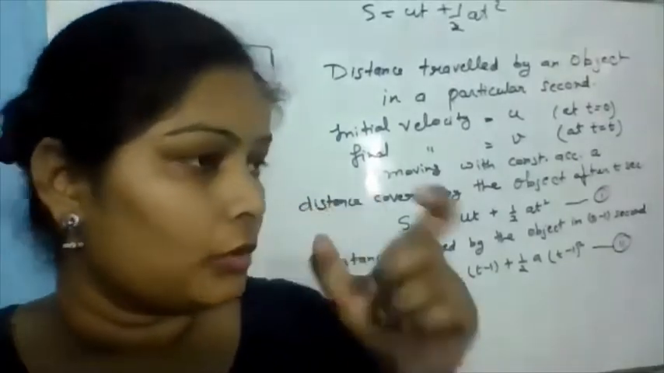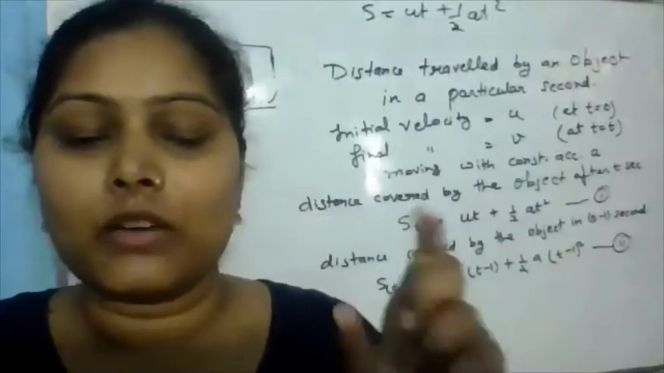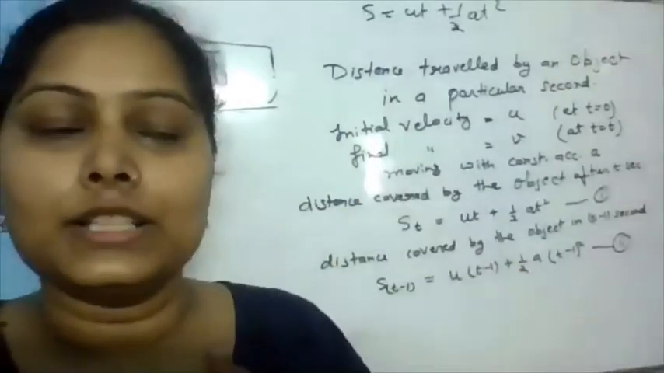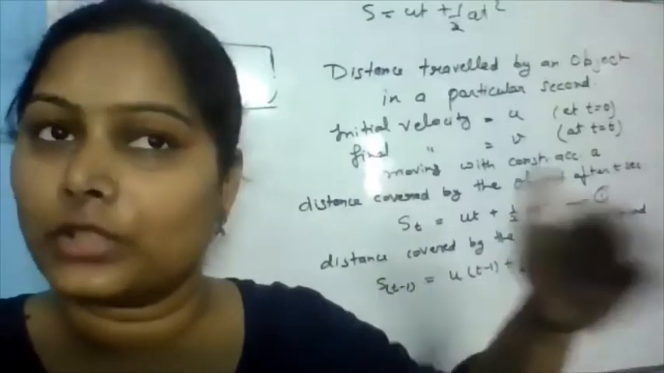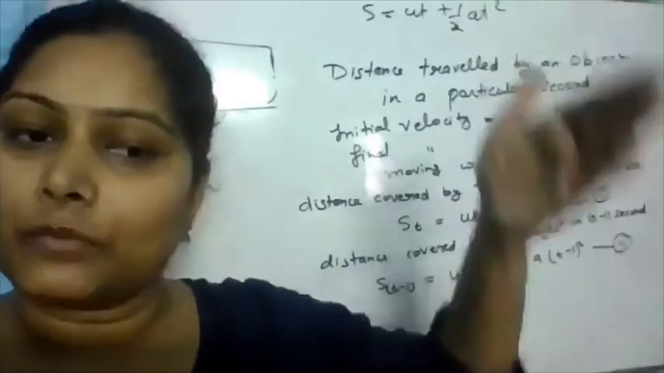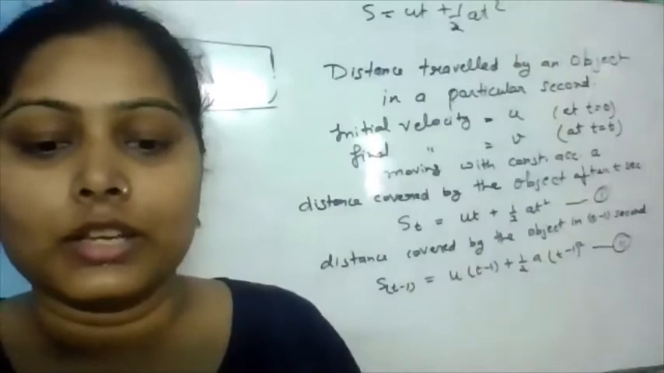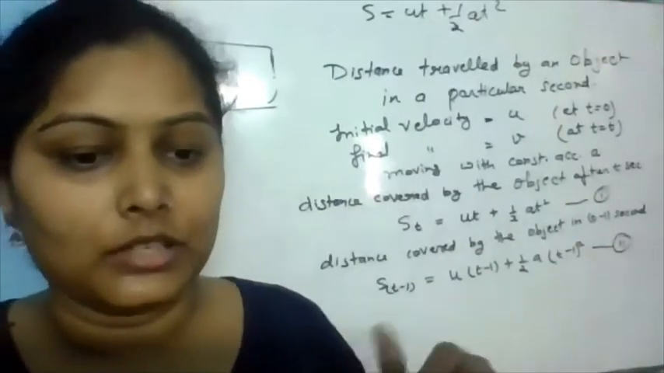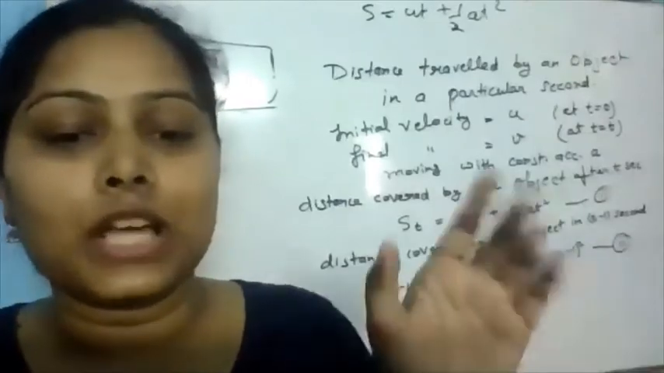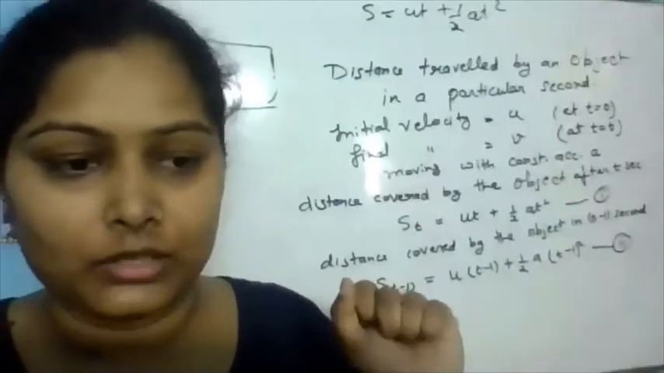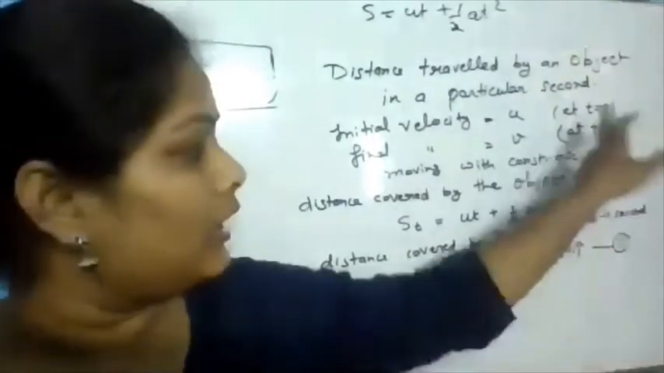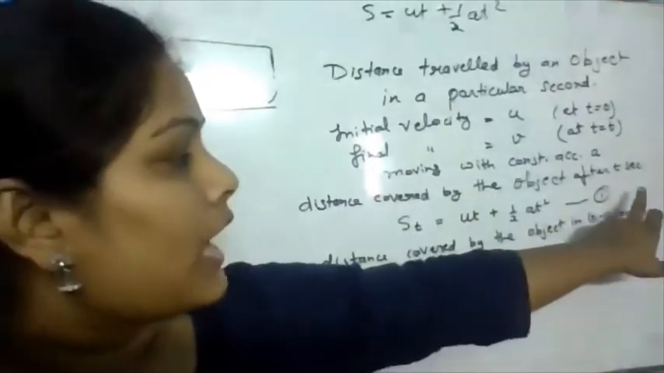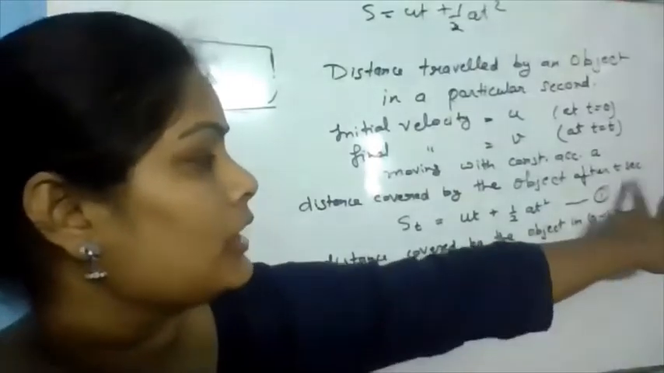If I want to calculate the distance covered by the object in the 5th second, and I know the displacement after 5 seconds and the displacement after 4 seconds, what can I do? I simply subtract that displacement, so we can find out the displacement covered in the particular 5th second. We will do the same thing here. Now what we will do is subtract equation 2 from equation 1.